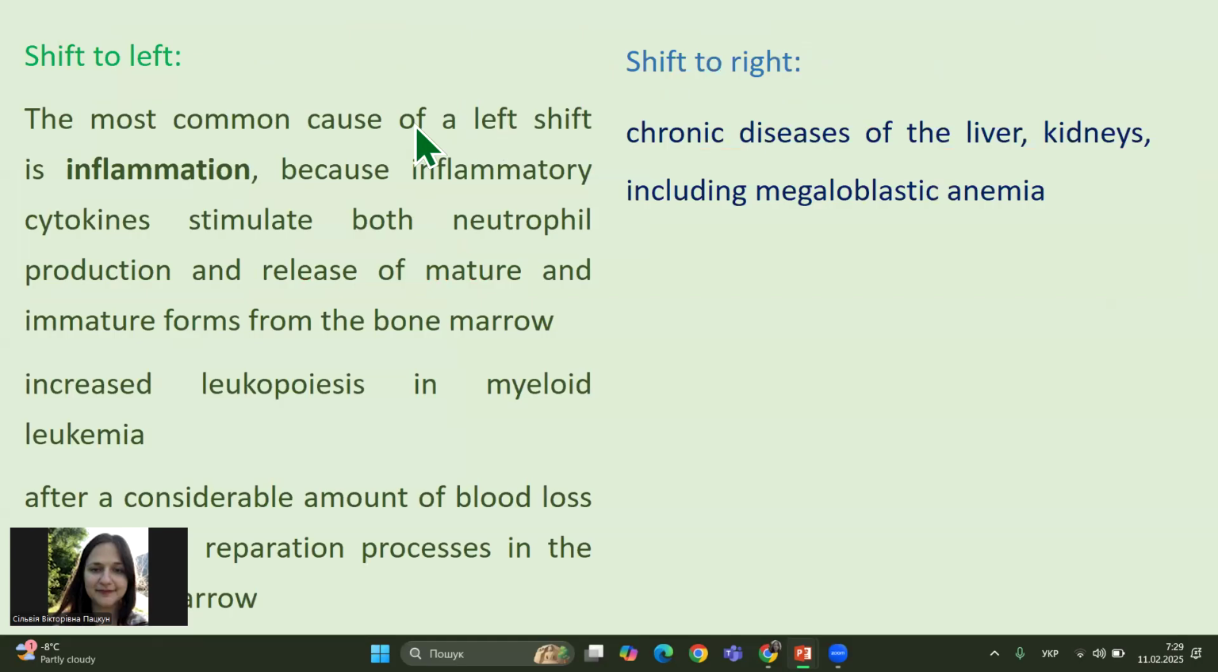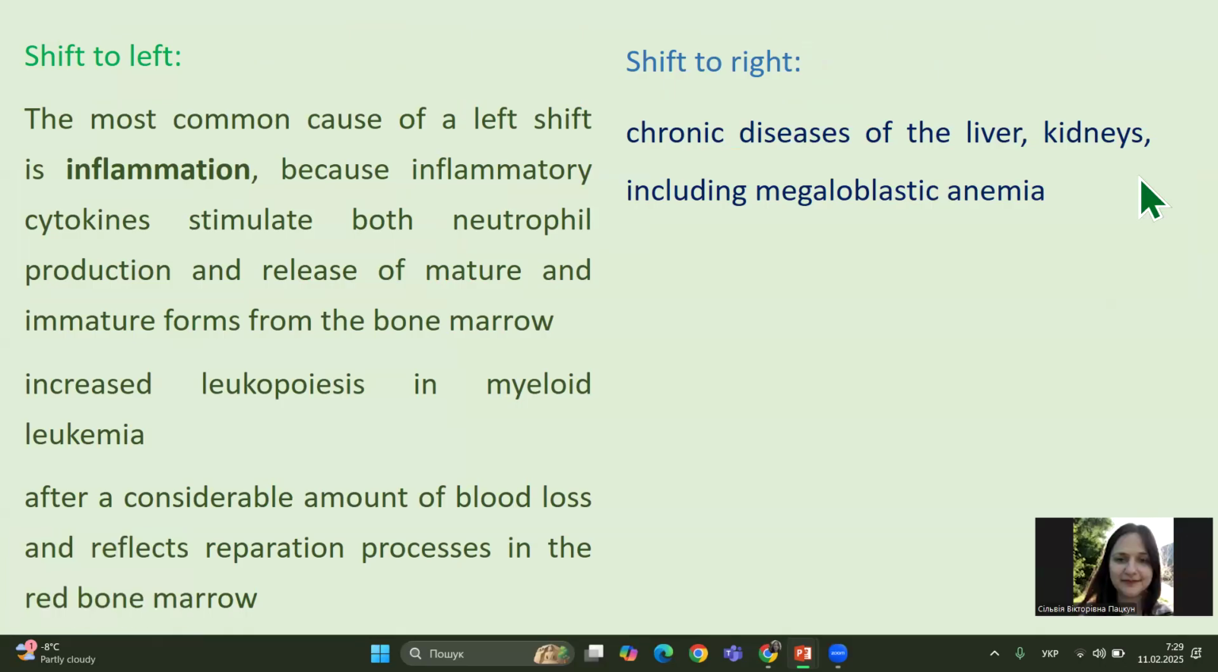Shift to the left, most common cause is inflammation, because inflammatory cytokines stimulate both neutrophil production and release of mature and immature forms from the bone marrow. Also increased leukopoiesis in myeloid leukemia, after a considerable amount of blood loss and reflex reparation process in the red bone marrow. Shift to the right: chronic disease of the liver, kidneys, including megaloblastic anemia.